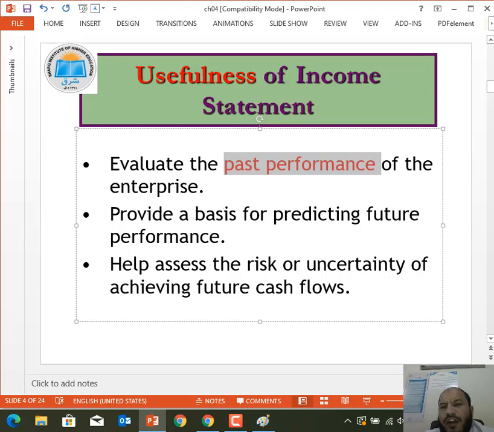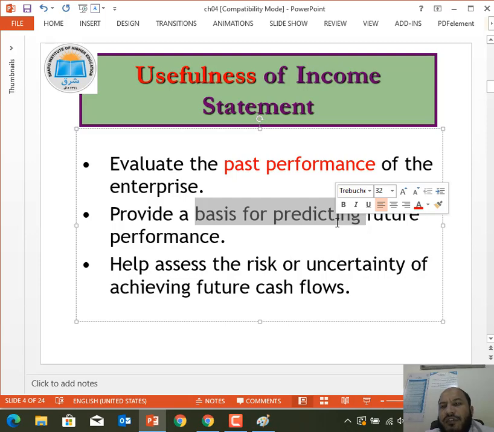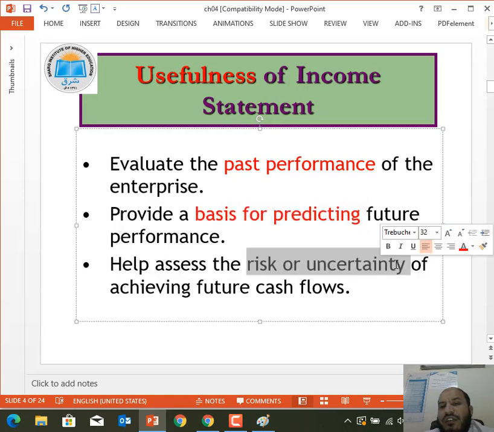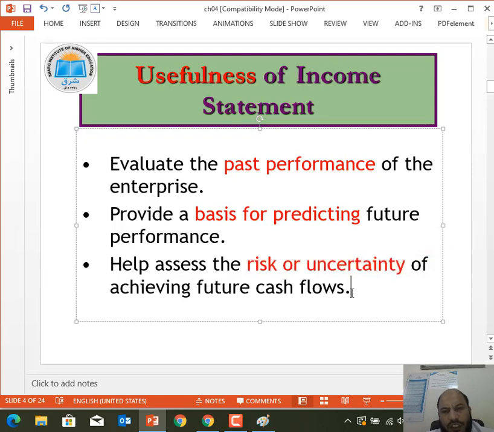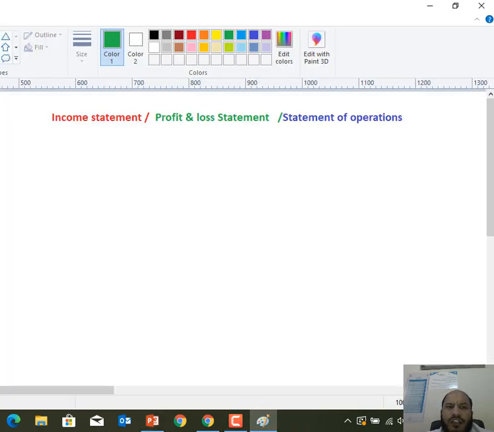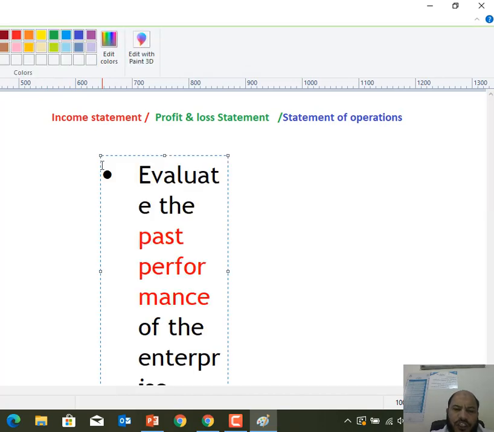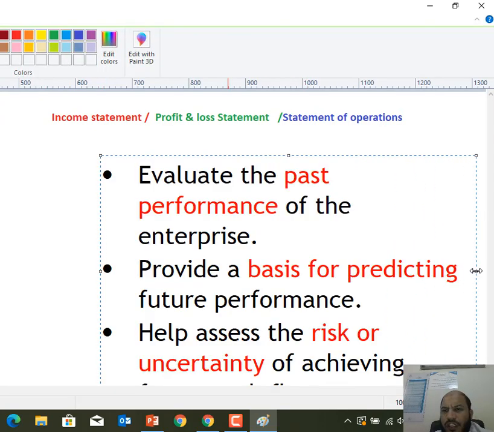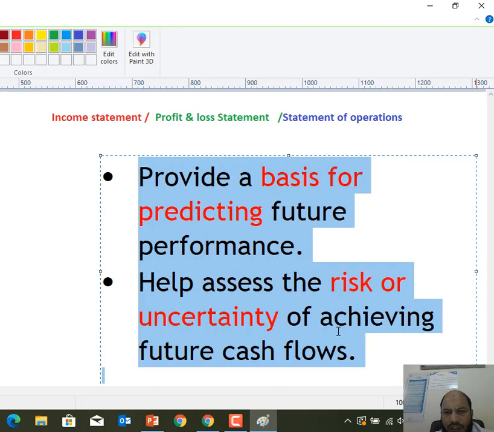Second, this will provide a basis for predicting the future performance, and this is a tool to help you in deciding about the future of the business. This is also a tool which helps you to assess the risk or uncertainty of the future cash flows. So see, dear students, it will help us in three different areas. What are these three areas where we can use the income statement? We can use it in three areas.